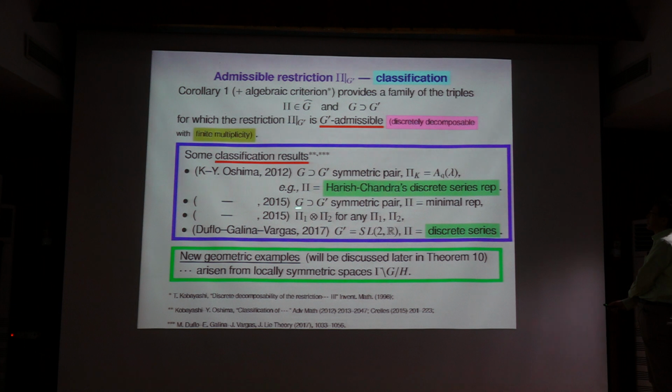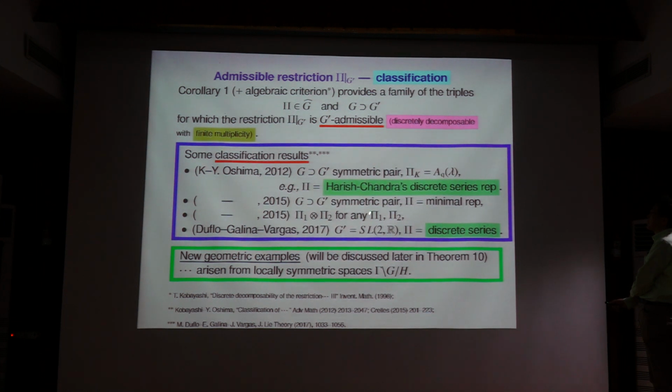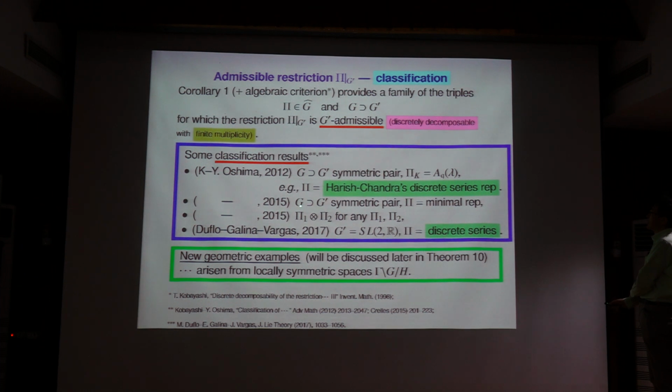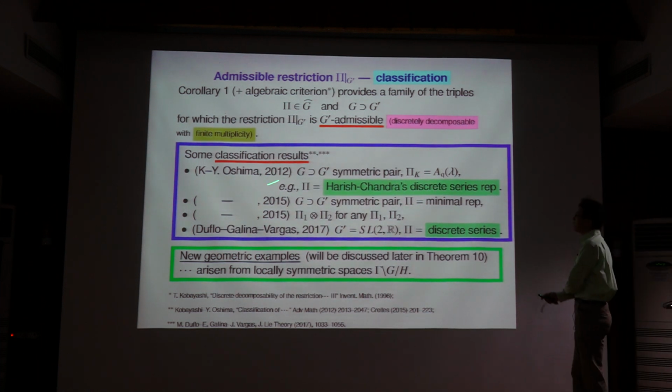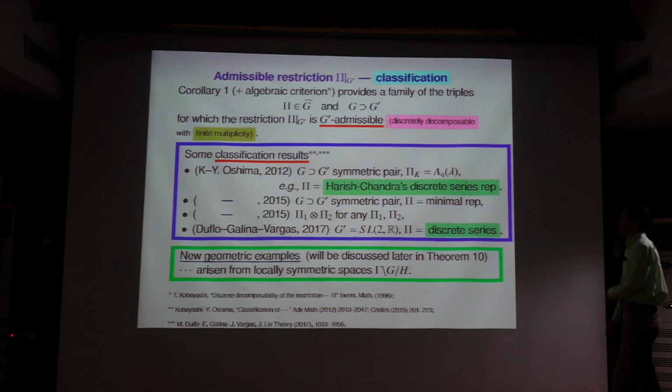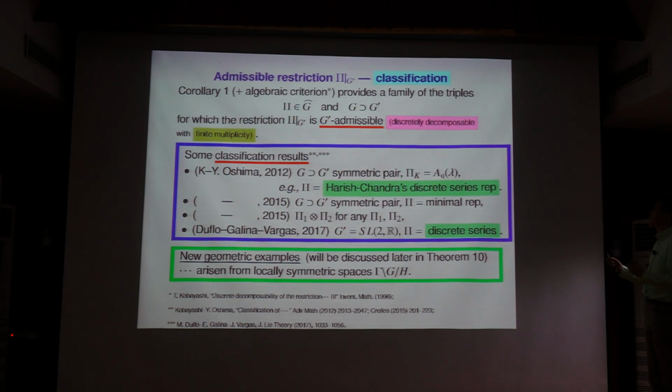And also, in the tensor product case, without any assumptions on pi 1 and pi 2, we give a classification of when this is admissible, namely no continuous spectrum and finite multiplicities. These three cases are restrictions with respect to reductive symmetric pairs. But there are also some further results for non-symmetric pairs.